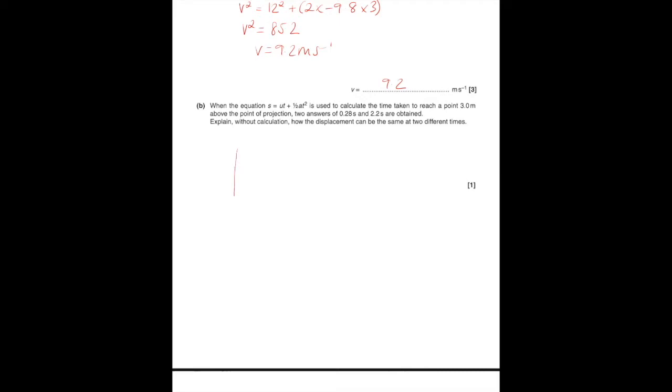Think about it. We are throwing an object up and then that object comes back down again. Okay, so if we reach a certain height of 3 meters, we probably reach it there. And actually, technically speaking, our displacement will also be 3 there. Okay, so the key thing here is that it reaches 3 meters displacement twice. Once on the way up and once on the way down. Okay, so that's just 1 mark for that bit.